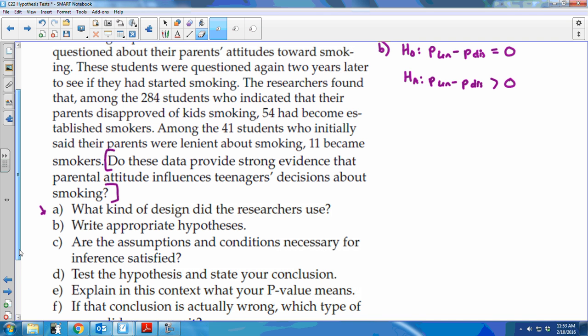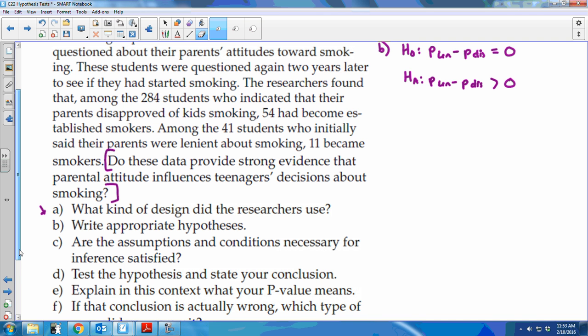What's another condition? 10%. Is 284 students less than 10% of all students who have parents that disapprove of smoking? I would think so. And 41 students is less than 10% of all students who have parents that are lenient about smoking. What's another condition?